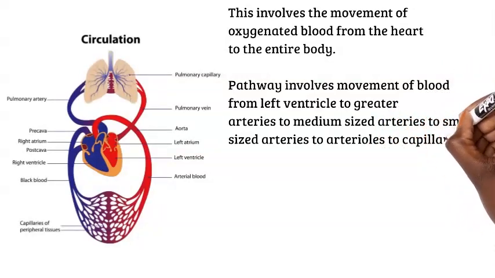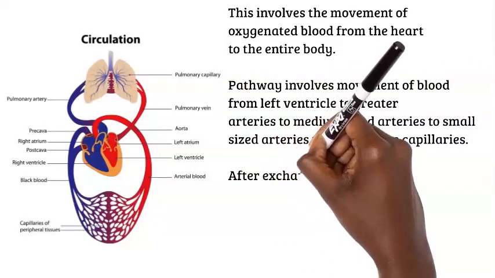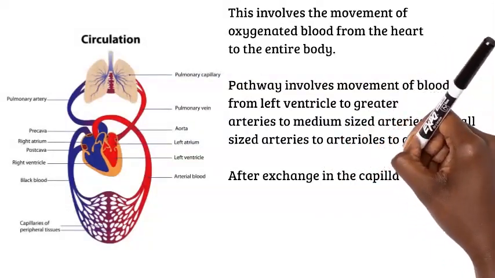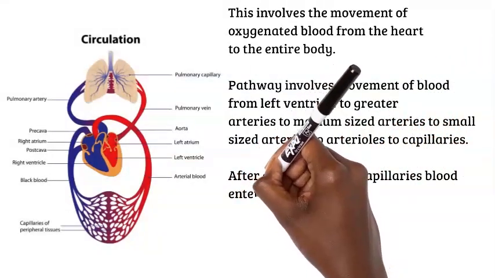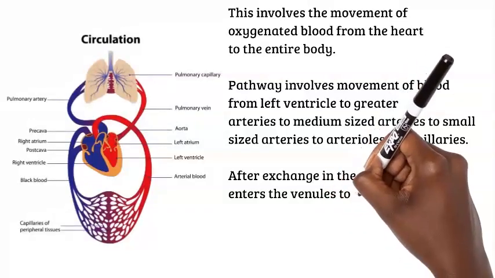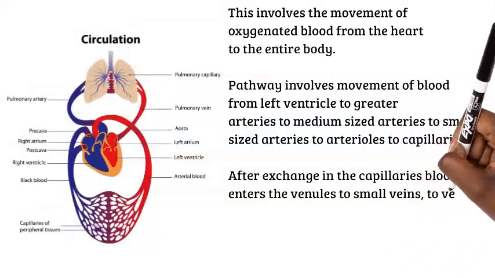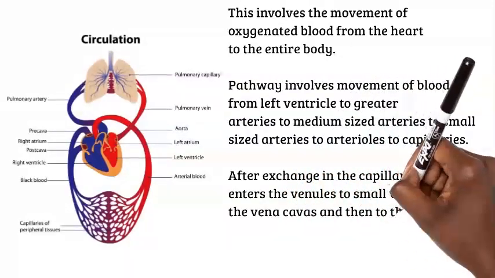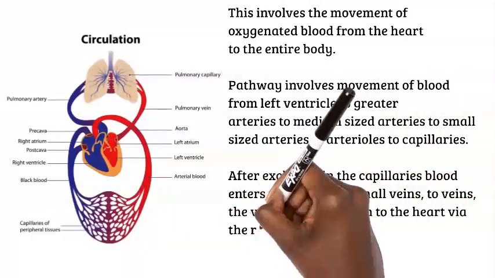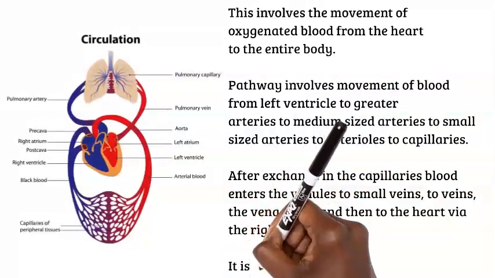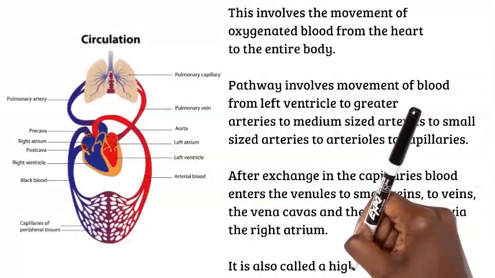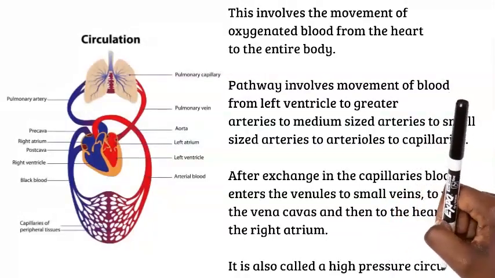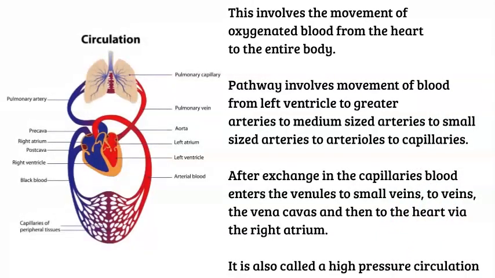So, after exchange in the capillaries, blood enters the venules, then to small veins, then to veins, and then the vena cavas, and finally into the heart via the right atrium. Now, this type of circulation is also called a high pressure circulation.